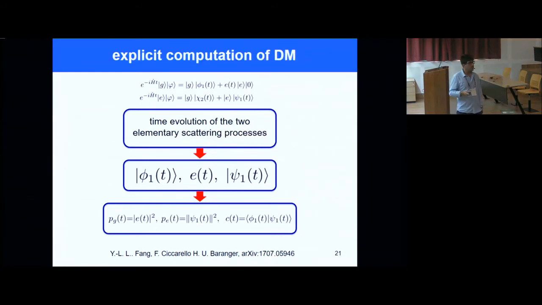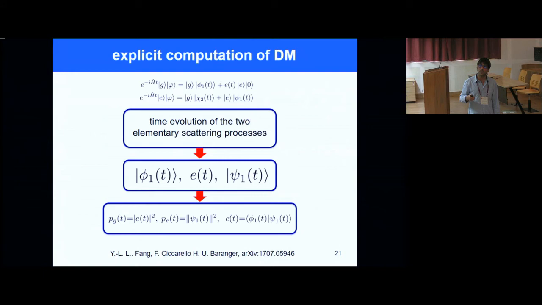What about the explicit computation? This was general. What about the explicit computation of the dynamical map? This was actually the part that took longer, and it was mostly the work by Liu Fang. It took several months. The reason is that the dynamical map and non-Markovian measures are formulated in terms of the representation of your dynamics in the time domain. So you are necessarily forced to study the time evolution of scattering. So we had to study the time evolution of the two elementary scattering processes.